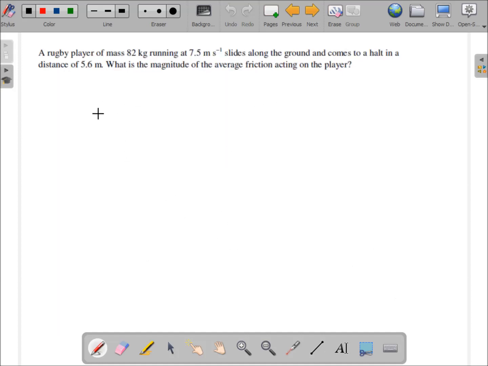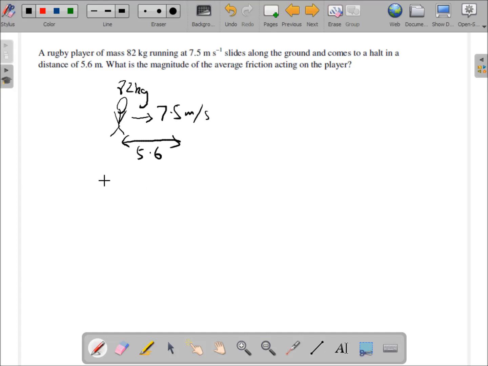This is to highlight that not only can energy be transferred from kinetic into gravitational, or gravitational into kinetic, you can also go into plain old work done. So we can have situations where kinetic energy transfers into work done against friction, say, or in deforming an object. So here we've got a rugby player of mass 82 kilograms running at 7.5 meters per second. He slides along the ground, comes to a halt in a certain distance. So we could just draw this situation, I suppose. Got this chap here, he slides a distance of 5.6 meters, and he had a mass of 82 kilograms and a velocity of 7.5 meters per second.